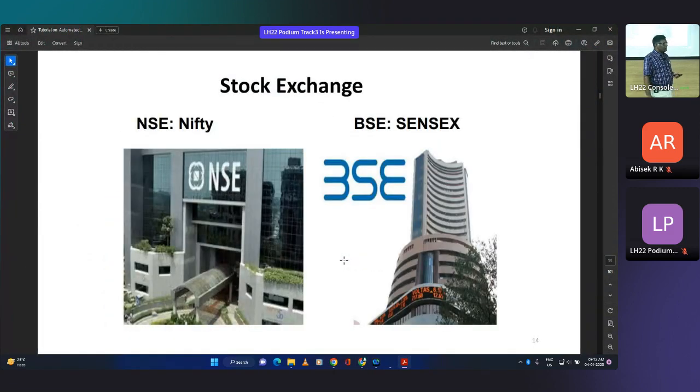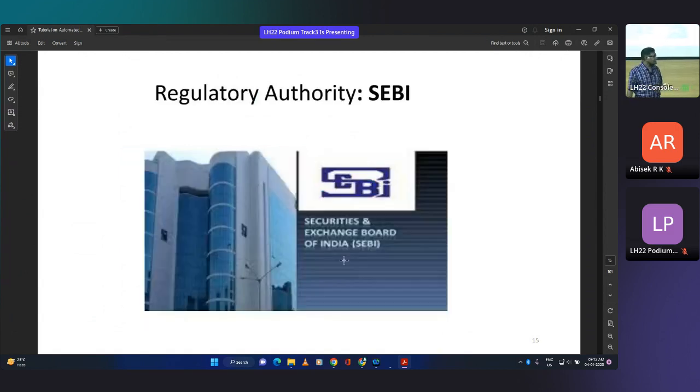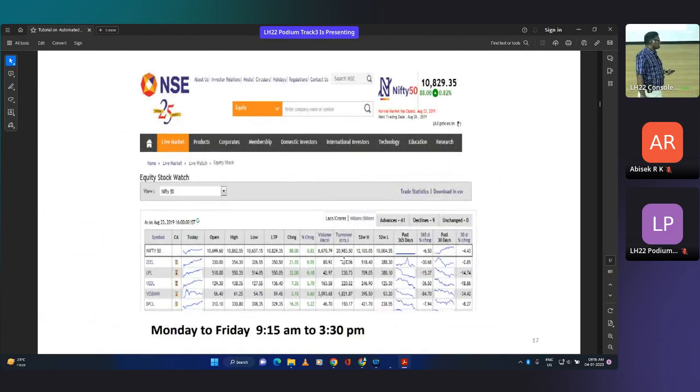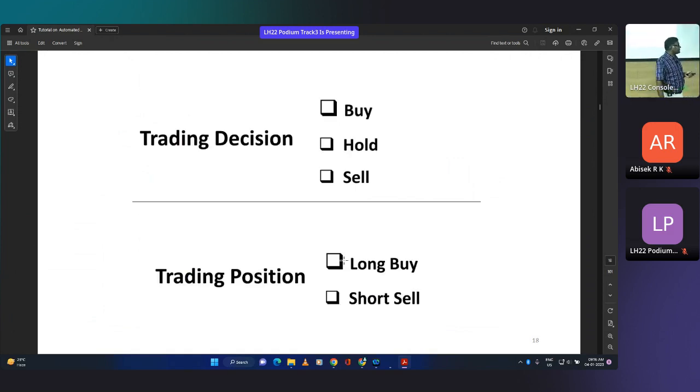Okay. These are the two stock exchanges, NSE and BSE, which enable online trading. SEBI is the regulatory authority, and these are typically the stock market participants. And this is how a Nifty chart typically looks. You have high, low, previous high, previous low, and so on.